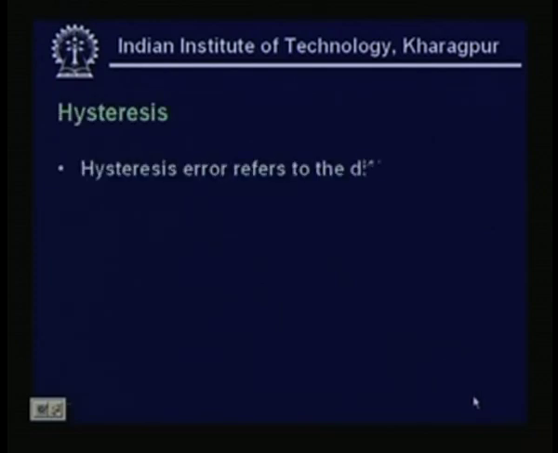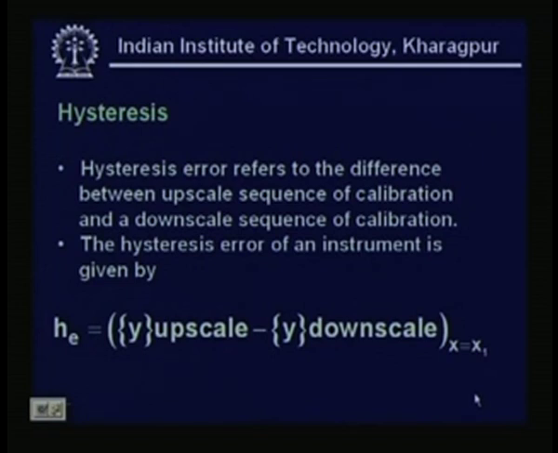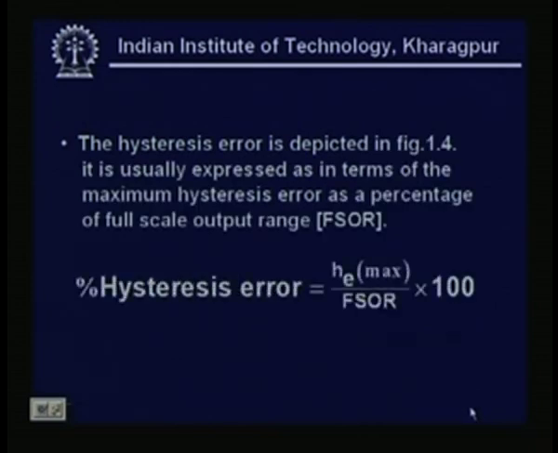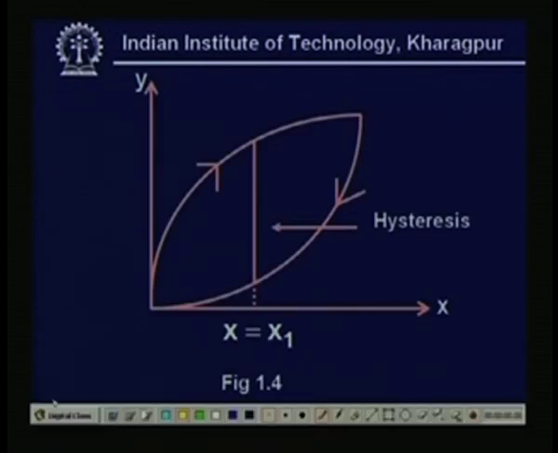Hysteresis is another important factor. Hysteresis error refers to the difference between the upscale sequence of calibration and the downscale sequence of calibration, and the hysteresis error of an instrument is given by y upscale minus y downscale at x equal to x1. What does it mean? The hysteresis error is depicted in the figure and is usually expressed in terms of the maximum hysteresis error as a percentage of full scale output range. Hysteresis error equals maximum hysteresis error upon full scale output range, multiplied by 100. You can see in the figure, this is our hysteresis error at x equal to x1. If you take the full scale output range, I get a total hysteresis. It is a non matching of the upscale calibration and downscale calibration. It may happen in some instruments that they do not match. In that case, we will call it hysteresis.